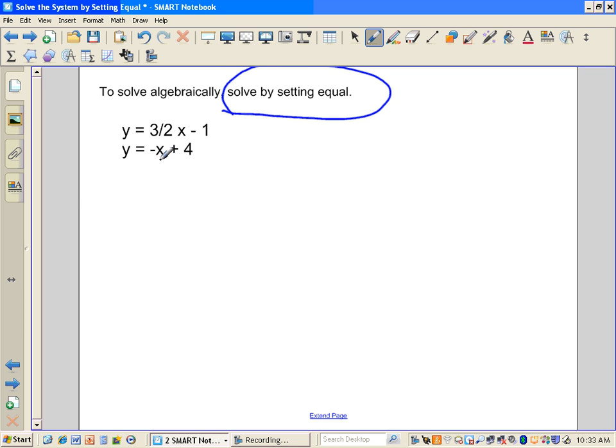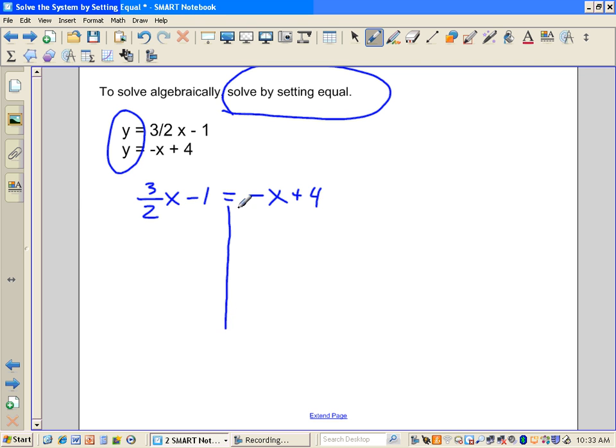Because both equations are set up equal to y, since y is the same thing, then we can say each part, each expression, can be equal to each other. So the way we set this up is we set the expressions equal to each other. We say 3 halves x minus 1 is equal to negative x plus 4. And then I have one variable, just x. I'm going to just solve for x.